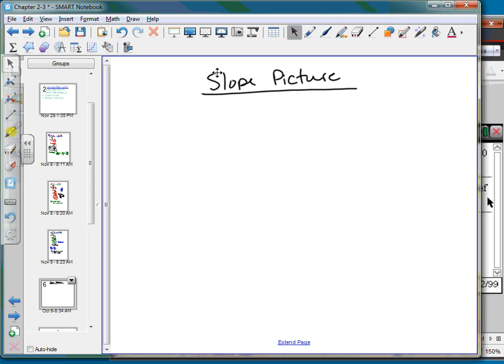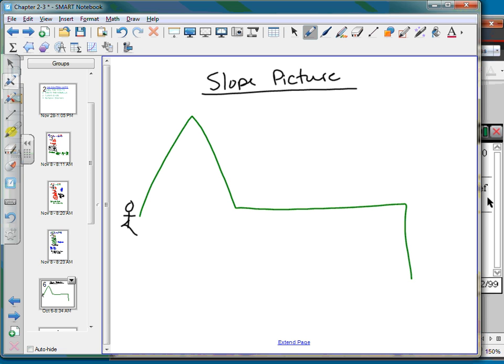This picture is a very, very, very important picture. And it describes all the different types of slopes that we have. So what I want you to do is read this thing from left to right, because that's how we read in the United States, from left to right. So here's my stick figure. As I'm looking at this mountain, what am I going to do? I'm going to go up the mountain.